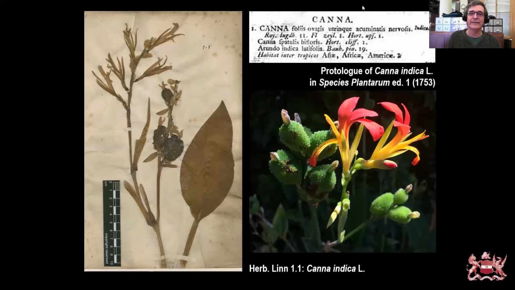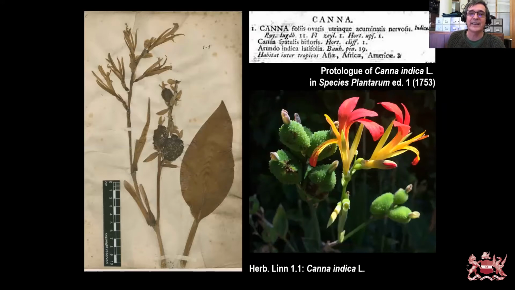Here we have Linnaeus's very first description of his first species in Species Plantarum, Canna indica as we now know it. So here we have the genus name, and what he's doing here is not only writing a description, what we call a protologue of this species, but he's also compiling all of the information from other scientists of the time and that preceded him.